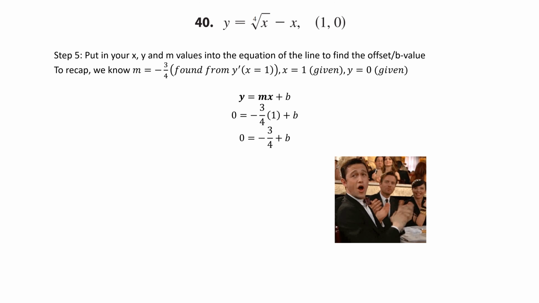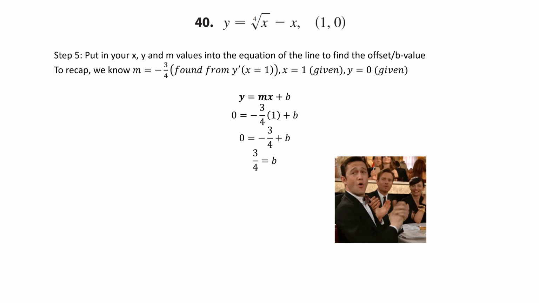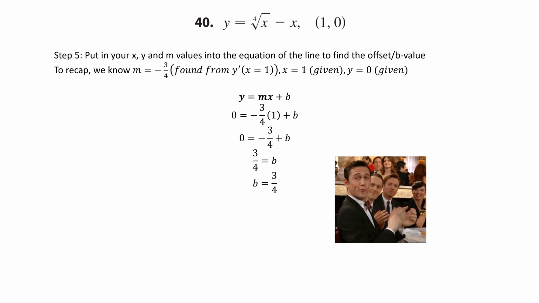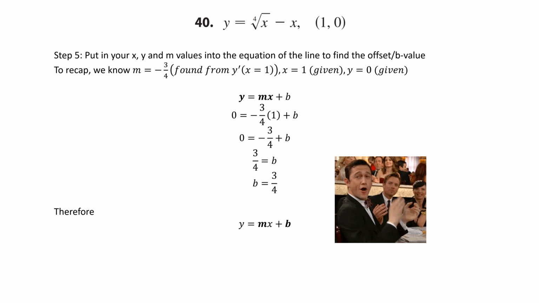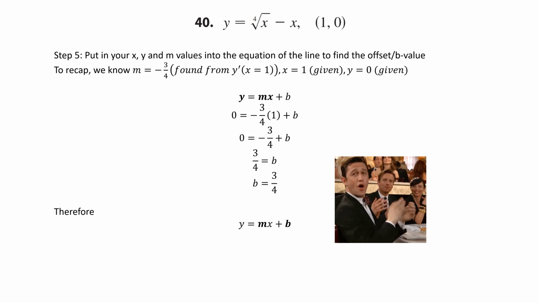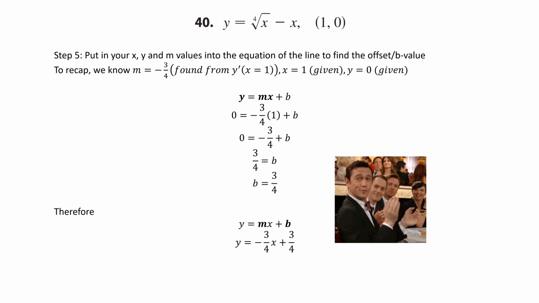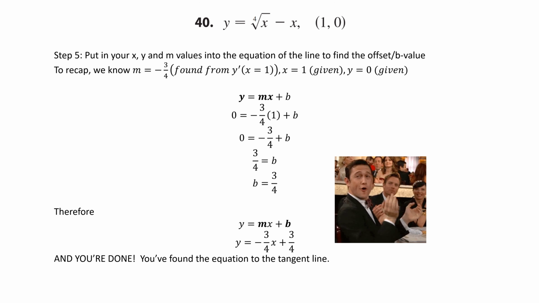Negative 3/4 times 1 is just negative 3/4. When we move it over to the other side, it becomes positive 3/4. Now we have b equals 3/4. Alright, and therefore, we now have a b value and an m value. Our m value, of course, we found the last step, it's negative 3/4, and our b value is just 3/4. So yeah, there you go. You found the equation to a tangent line, and you are done.